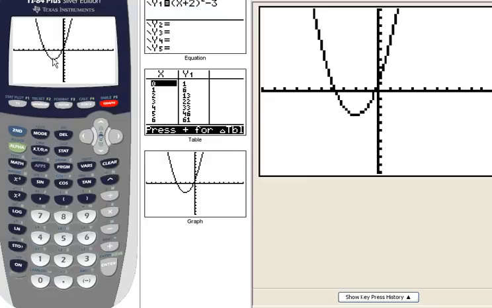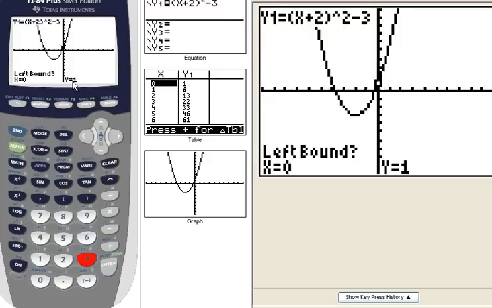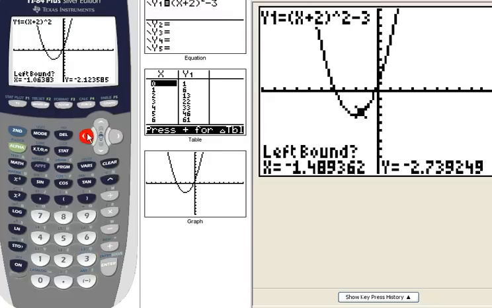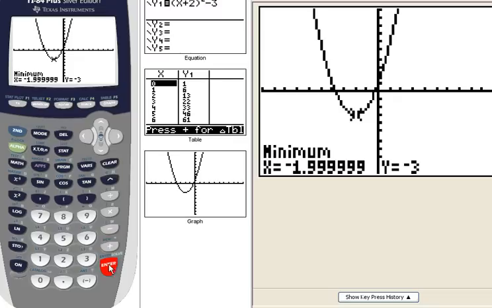The way you do that, and you need to know this for the test as well, you need to calculate the lowest point, the minimum. So let's go to calculate right here, which is second trace. Calculate the minimum. Okay, so hit 3. Now it's going to ask you left bound. My cursor is way over there on the right, so I need to get it to the left of the minimum. And then it says right bound, so now I need to be to the right of the minimum somewhere. And then just hit enter and guess. Hopefully it'll give us, now this is rounded here, -2, -3, which is what we had.